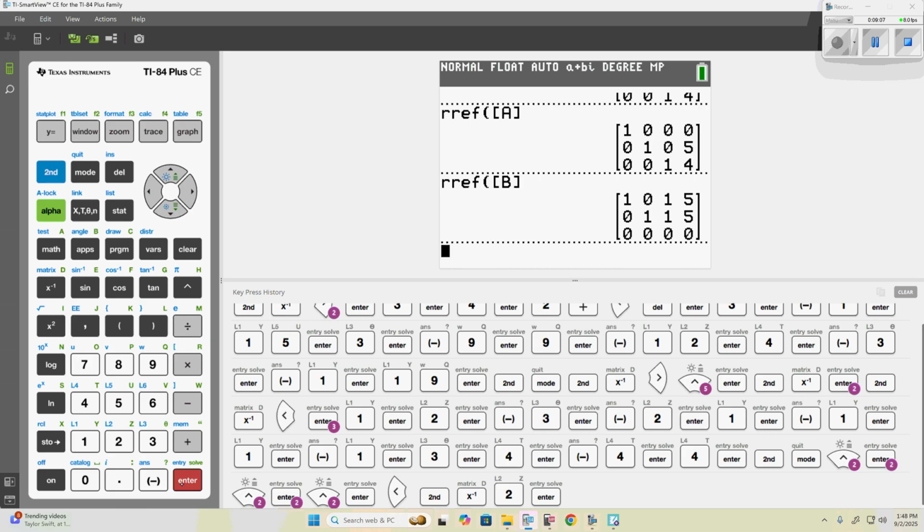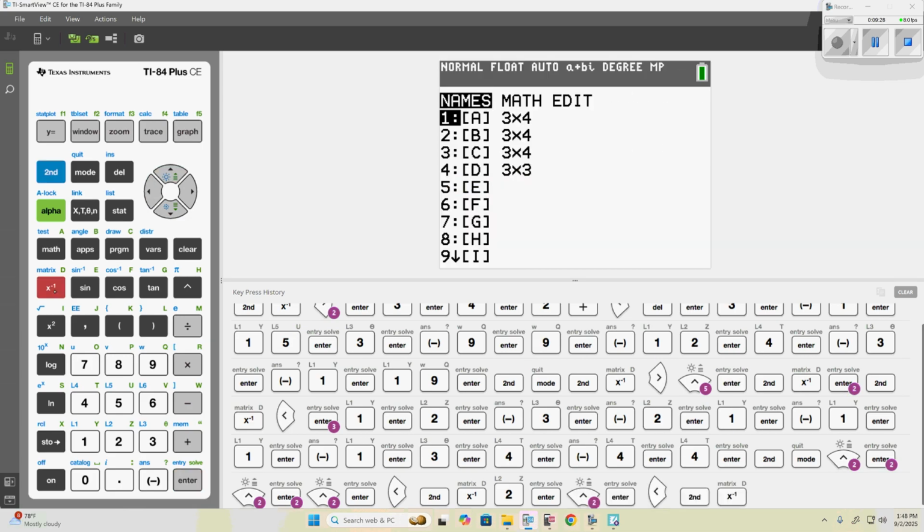Because the top row, the 1, 0, 1, 5, x plus z is equal to 5. That is a true equation. We have numbers that will satisfy that. The second row, 0, 1, 1, 5, y plus z equals 5. That's an equation we can find values for. Bottom equation's all zeros, infinitely many.